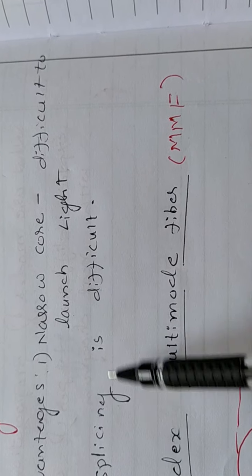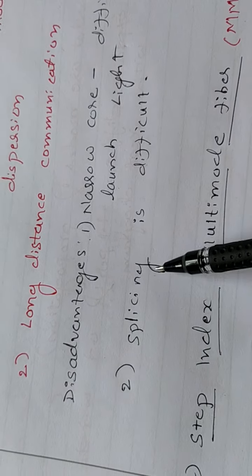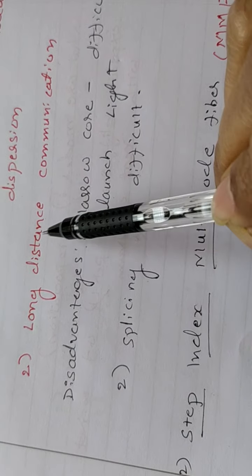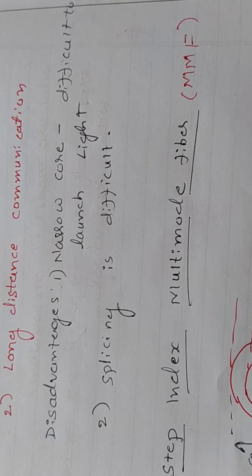Splicing. What is splicing? Already explained. Joining the two strands of the optical fiber is called splicing. Splicing is a difficult task in the case of single mode optical fiber. Okay, these are about single mode optical fiber.